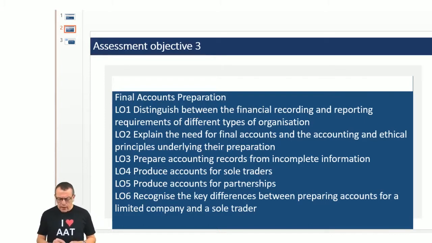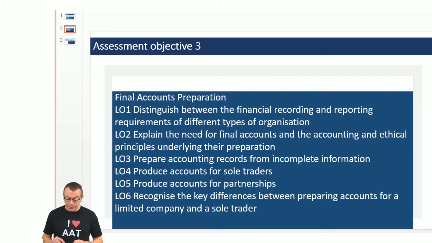So let's do a quick recap of what is covered under this particular section of your syllabus. We're looking at distinguishing between financial recording and reporting requirements of different types of organisation. So you'll need to know and be fully competent and comfortable with that aspect. We'll explain the need for final accounts and the accounting and ethical principles underlying their preparation. You'll also need to be familiar with preparing accounting records from incomplete information. And this category of learning outcomes you will have gone into depth on already within your studies.